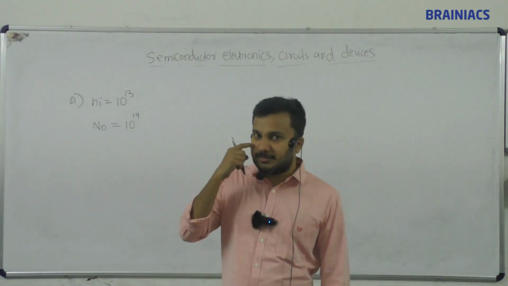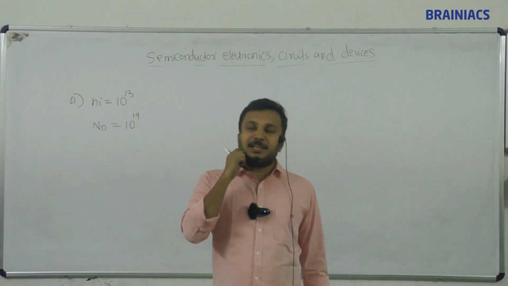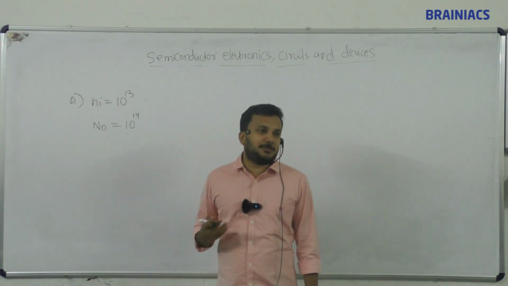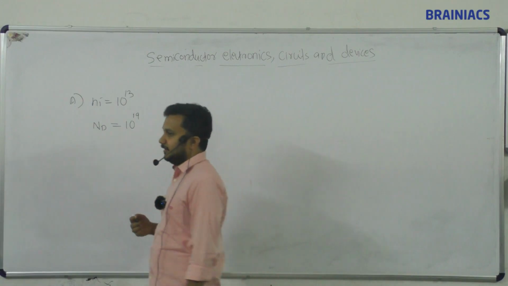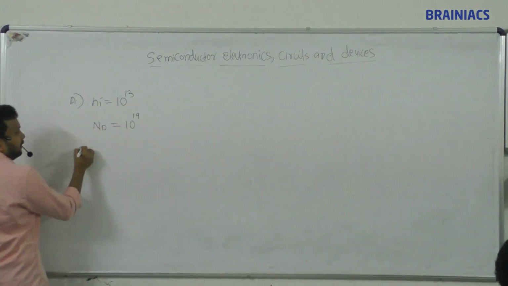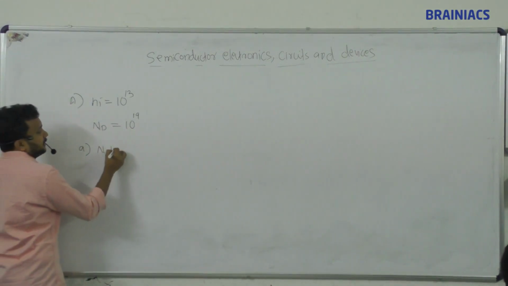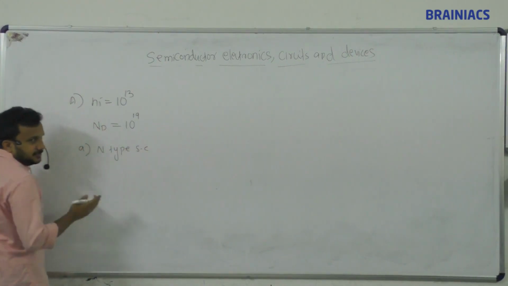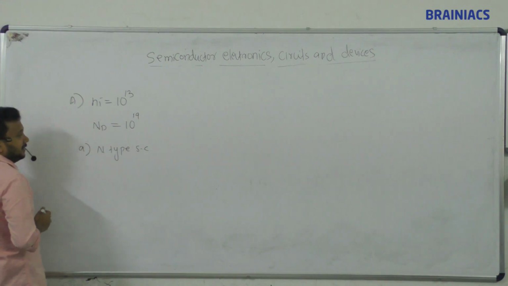Next we look into the question: what are the things we need to find out? First one, nature of the semiconductor. You can write Nd is equal to 10 power 19. What type of semiconductor is it? N type. The reason is phosphorus, a 15th group element, is added, so it is an N type semiconductor.